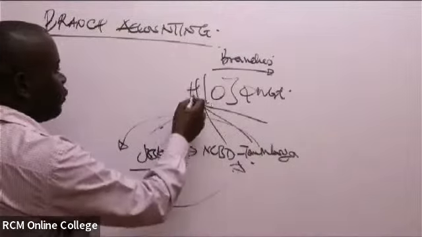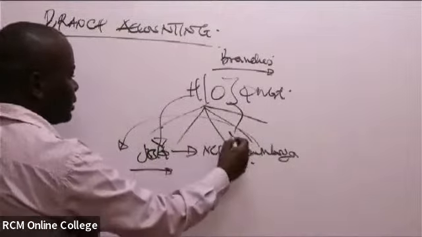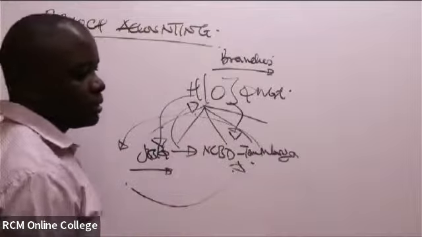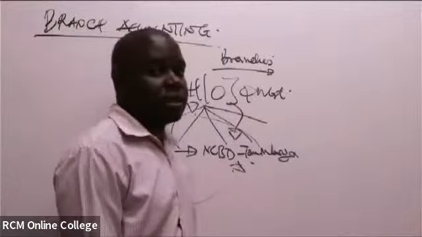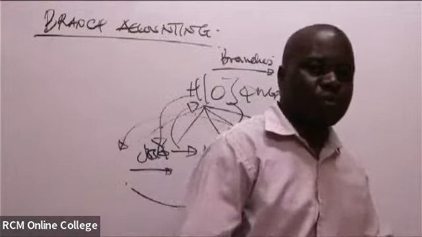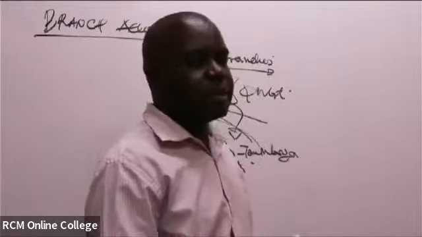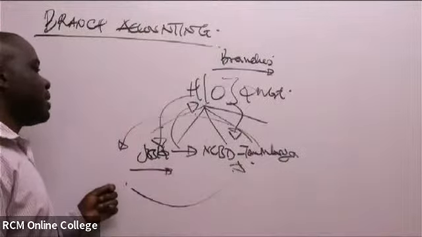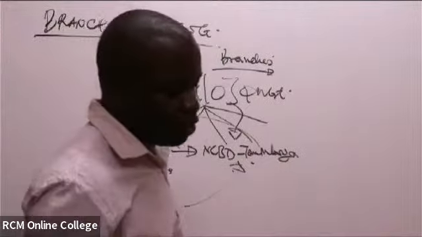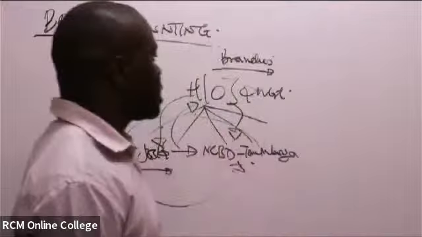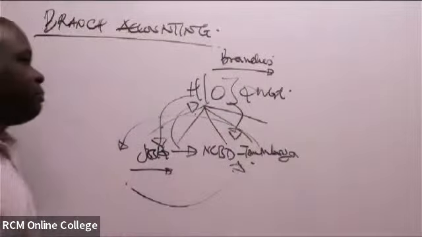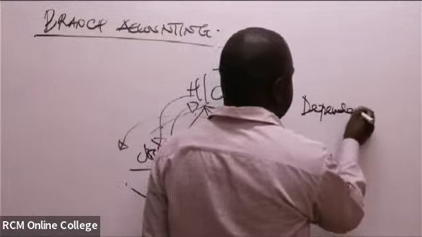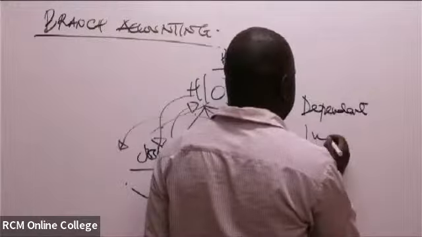The same case, the head office can be supplying goods to the branches, and some of the goods might be returned to the head office. So there will be a number of transactions occurring between the branches, and the branches themselves independently carrying on their own transactions. So these branches can either be dependent or independent.